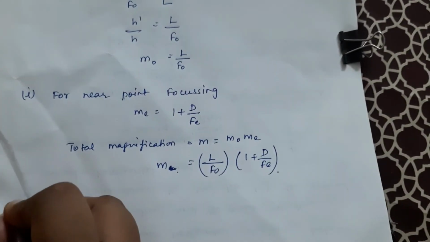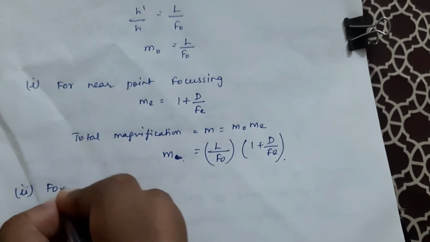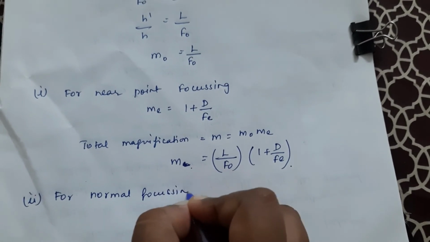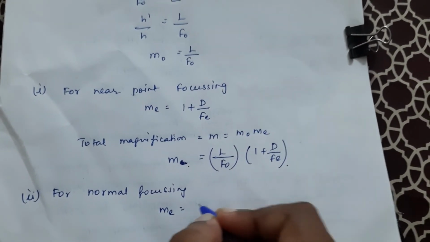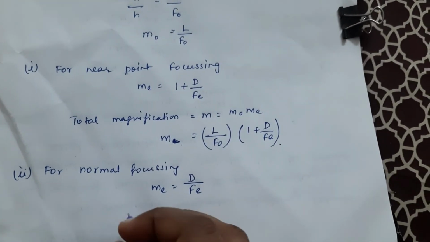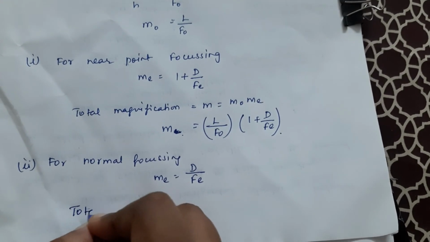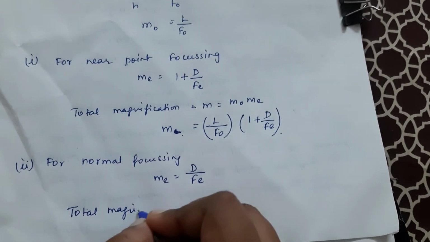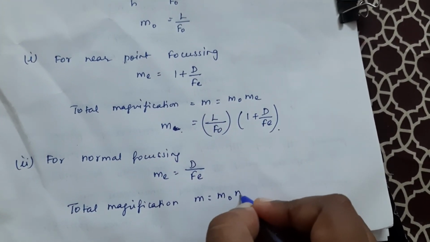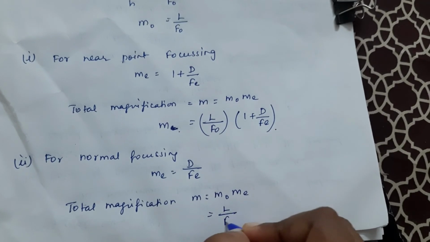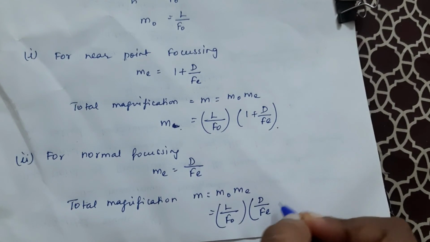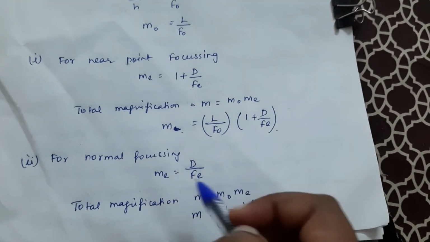Then what is it for normal focusing? For normal focusing, the magnification of the eyepiece is D by Fe. So what is your total magnification? M is equal to M0 ME. M0 is L by F0 into ME, which is D by Fe. So this is for normal focusing.